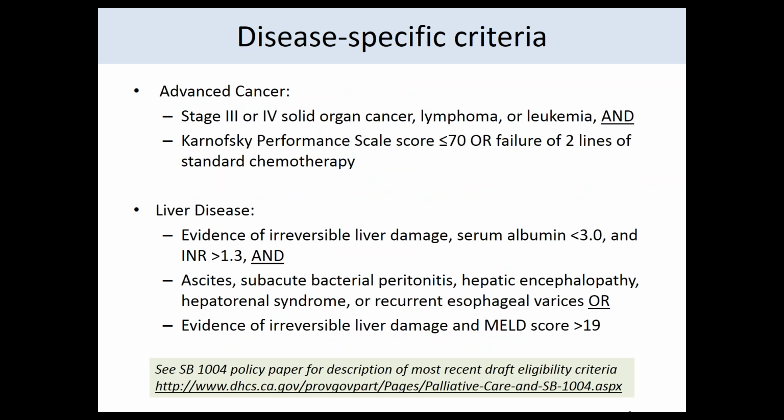Disease-specific criteria for advanced cancer: stage 3 or 4 for solid organ cancer, lymphoma or leukemia, and a Karnofsky Performance Scale score of less than 70, or failure of 2 lines of standard chemotherapy. For liver disease, evidence of irreversible liver damage, a serum albumin of less than 3, and an INR of greater than 1.3, and a whole host of potential comorbidities, ascites, recurrent esophageal varices, etc., or evidence of irreversible liver damage and a MELD score of greater than 19. So as you hear those criteria, as you think about these patients, I think we can agree that they are very, very sick, that this is a very acutely ill population that is defined in the SB 1004 policy. Next slide, please.